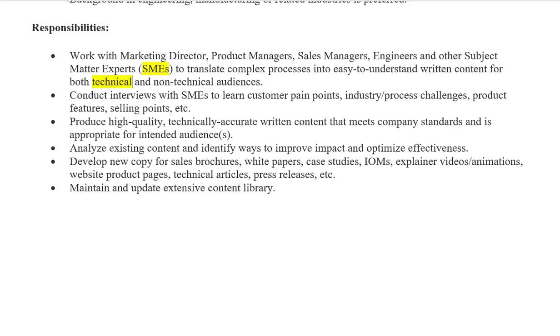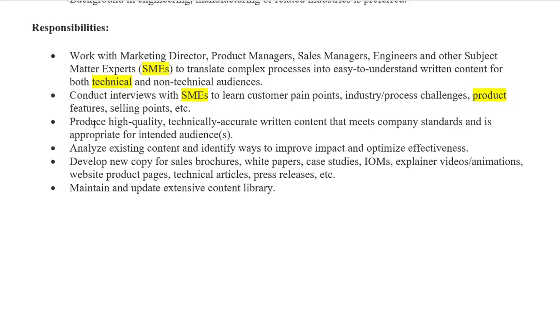So this again kind of starts to reflect back to those general BLS guidelines about being technical. And in this instance, we're differentiating between SMEs, subject matter experts, and taking that complex technical information and translating it into something that's easy to understand. Second is conduct interviews with SMEs to learn customer pain points, industry process challenges, product features, there's that product word again, and selling points, okay? So again, despite popular belief, technical writers actually do have to interact with people. What a concept. It's about relationships, all right?